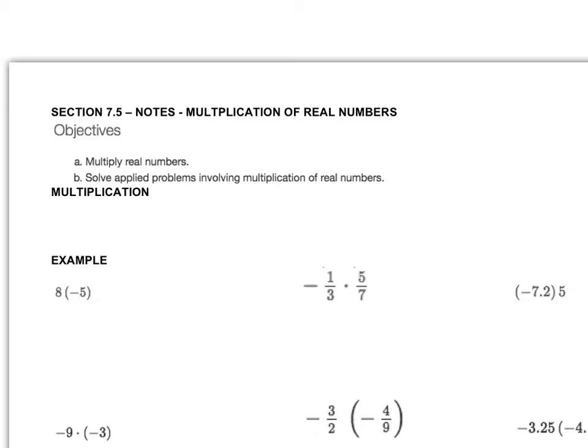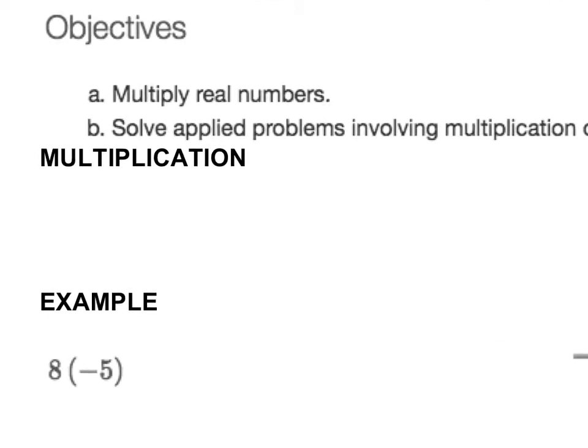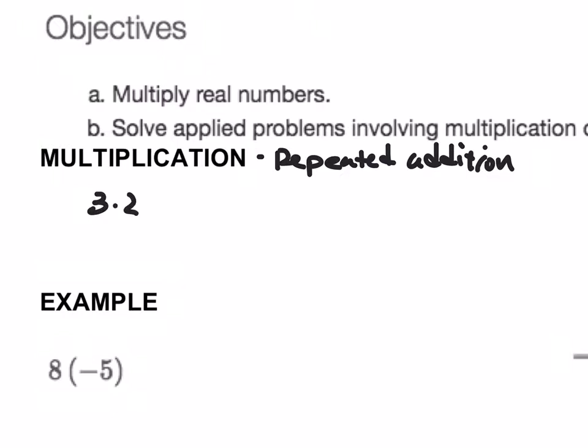Before we do anything, let's talk about what multiplication is. Multiplication is just repeated addition. Say something like 3 times 2. When you do 3 times 2, what you're really saying is I'm going to take 2 and add it 3 times. And 2 plus 2 plus 2 is equal to 6.